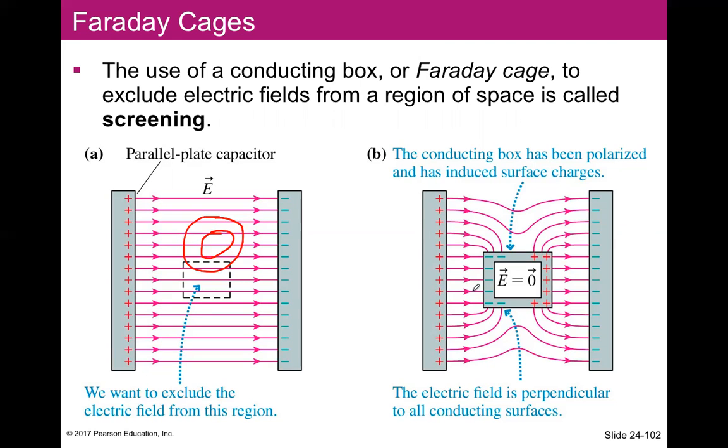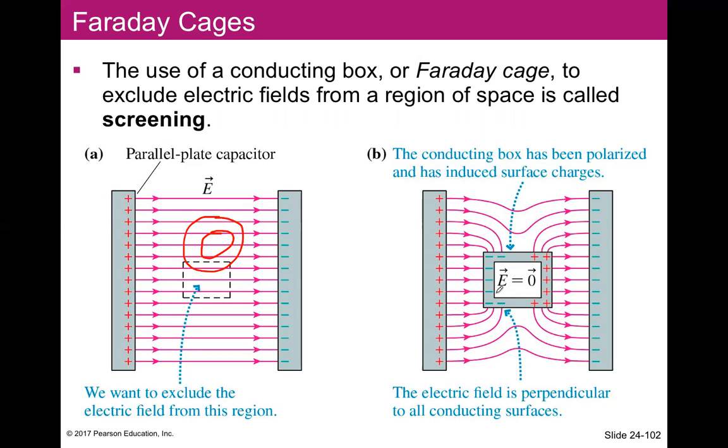Then we can make a cage. It could be in any shape, for example, a cube. If you make a hollow cube, which is a cage, and put the cage in the external electric field, then inside the cage, the electric field should be zero. Then we can utilize this feature to screen electric fields.